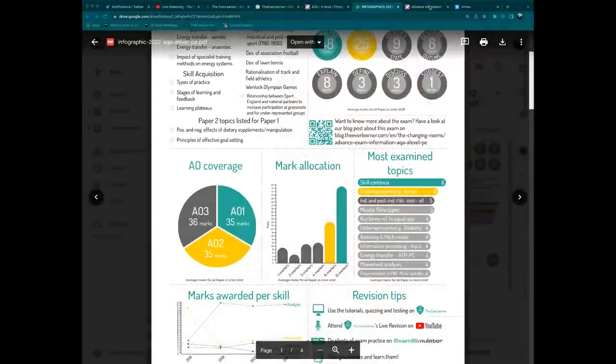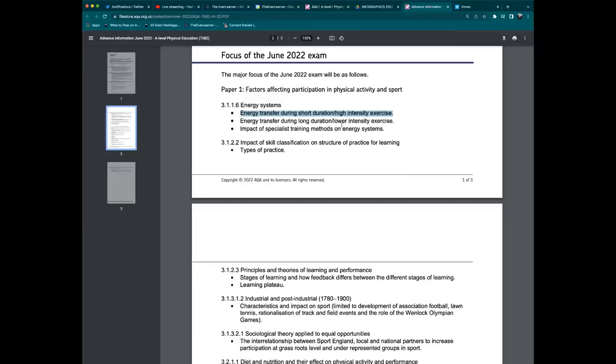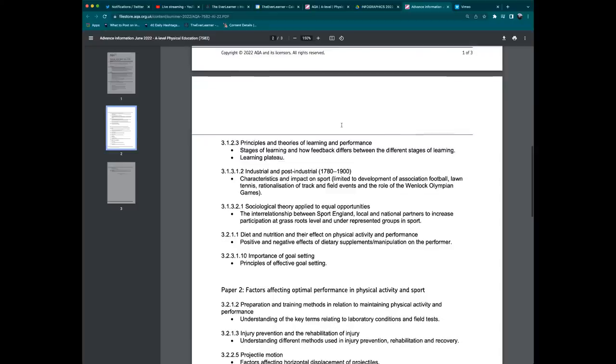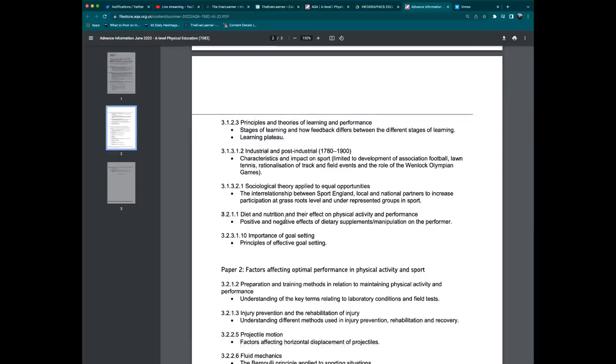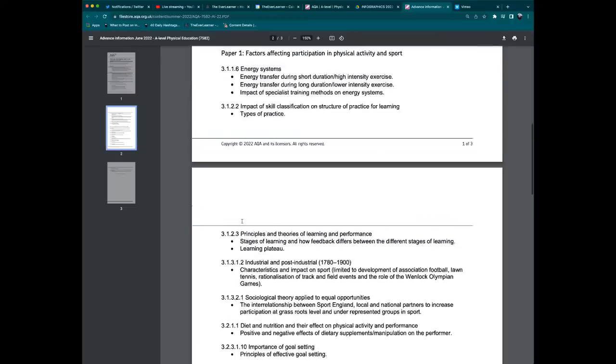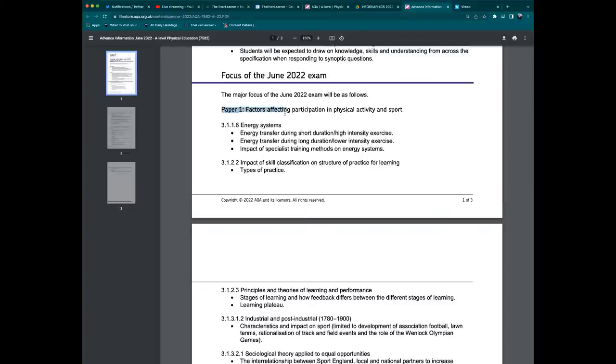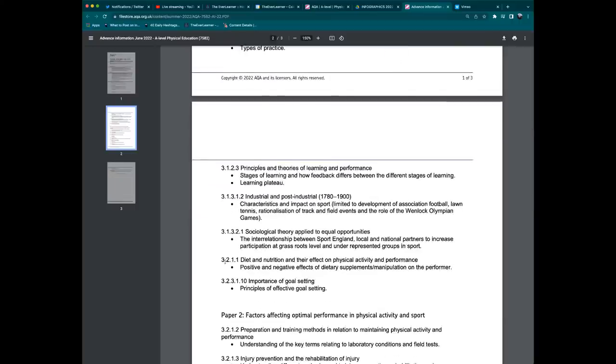Let me just get back to the right tab. I think it was this one. So if you look here, where are we? This topic here, and when we do skill acquisition next week, this topic here, these are both paper 2 topics that have been listed under paper 1 on the advanced information. Now, what that means in my book is that topic is extremely likely to be incorporated into a synoptic question. Now, I don't know what they're going to combine it with. It might not even be something from the anatomy and physiology course.